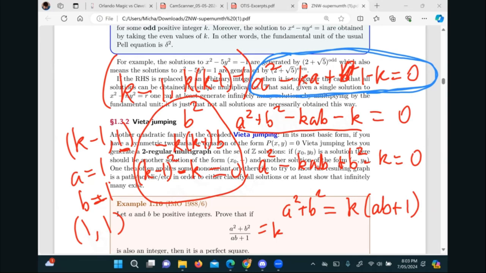Oh, and the solutions add up to k. Oh, because of the quadratic sum. I guess that's why it's called Vieta jump. So that is the mechanism behind the jumping. Oh, I get it.